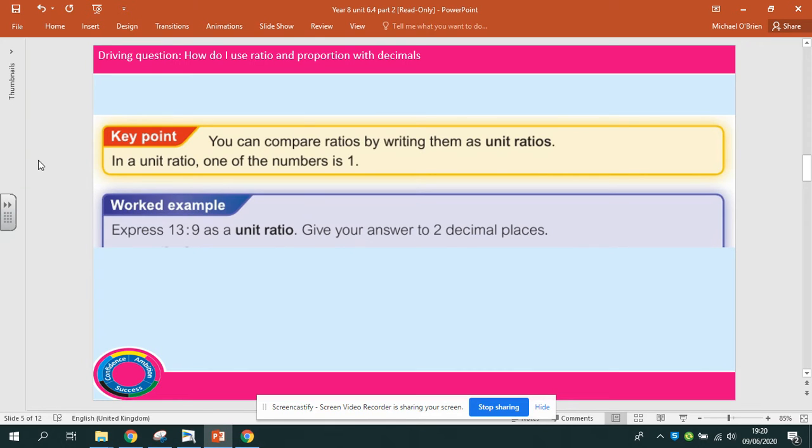So, when I ask you to pause the tape, or pause the lesson in a minute, I would like you to write down that key point, please, because it is very, very important. So pause the lesson now, write down that key point, and also write down the question, because in a moment I'm going to go through that question to show you how we do it.